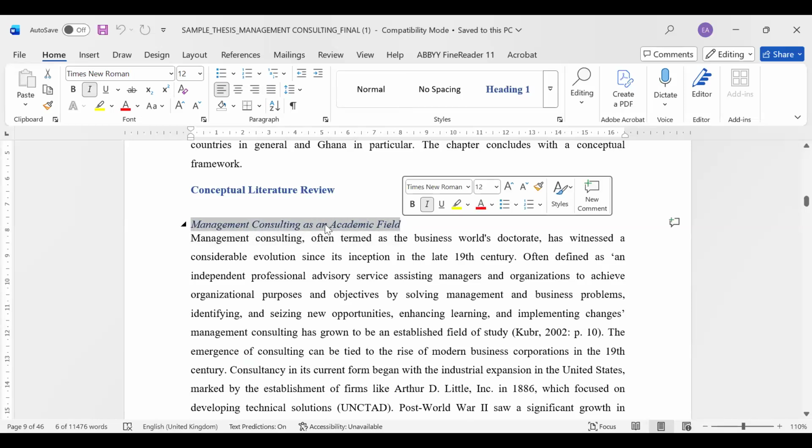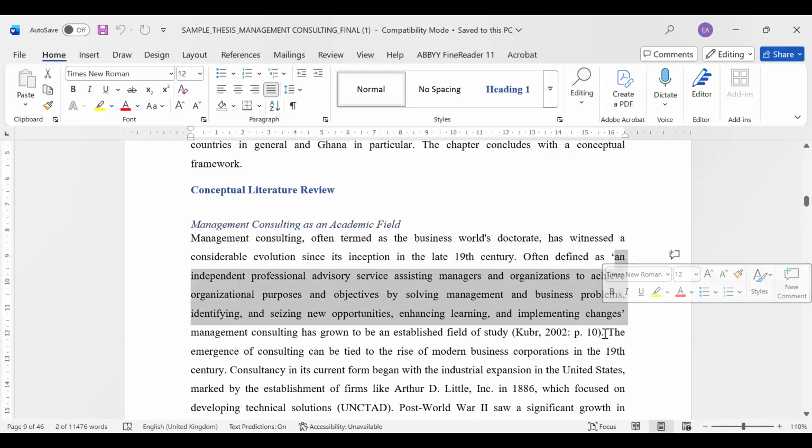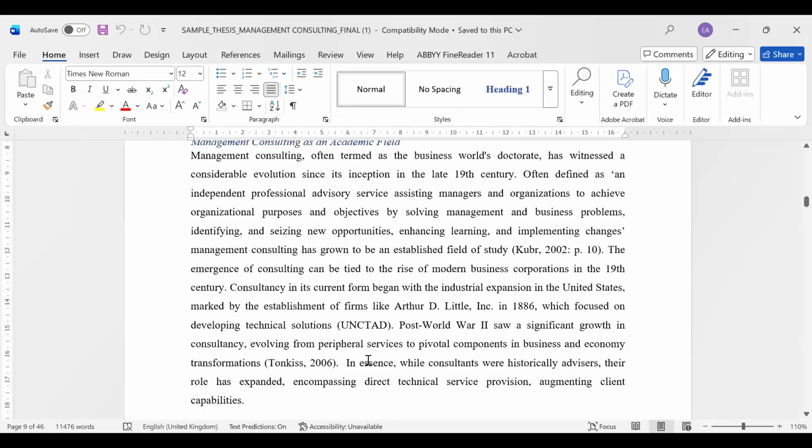So you can see a subheader here, management consulting as an academic field. And in the narrative, you see it's termed. So when you see termed, it also means it's defined as a business world doctorate. It started in the 19th century. So this is history. It is often defined as, you see it here. And then where the definition is coming from is indicated. So you see the evolution from the 19th century to the 1800s to post-war times. So there's a historical narration provided.